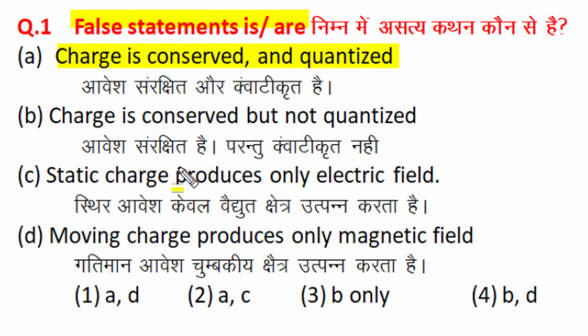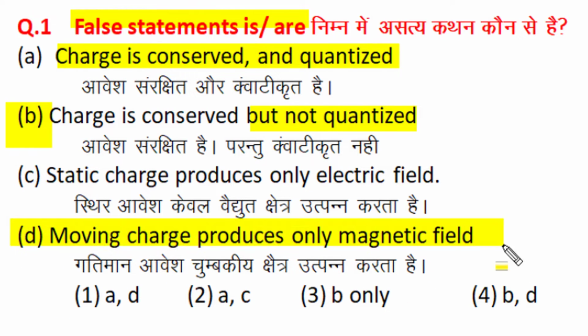The second statement says that charge is conserved. That is the right part of it, but not quantized. This is definitely a wrong statement. So statement B is wrong. Now the C statement is: static charge produces only electric field. That's a true statement. The fourth part is: moving charge produces only magnetic field.